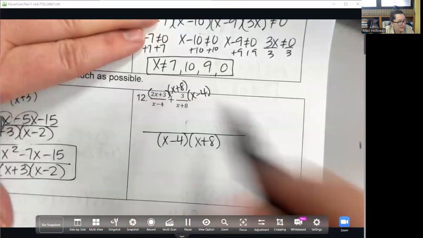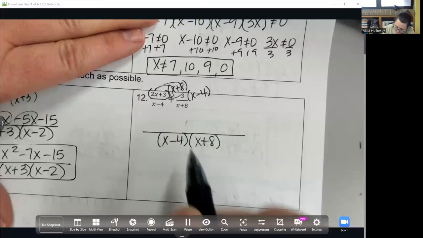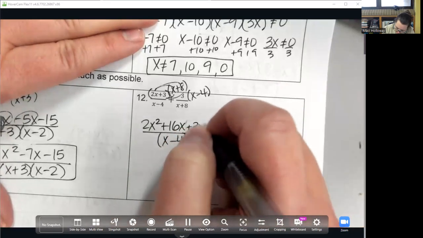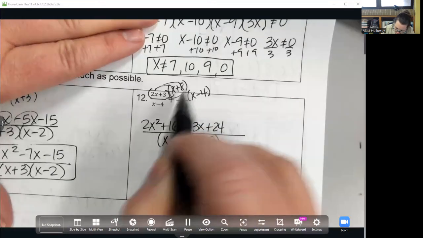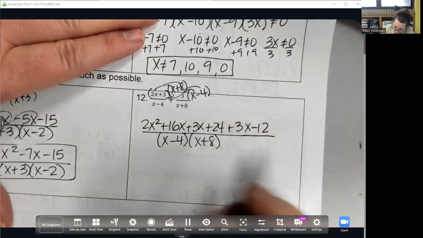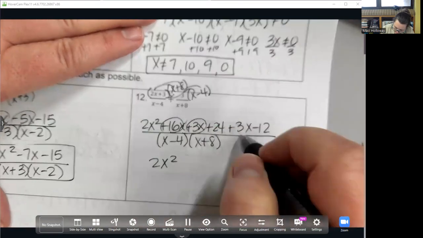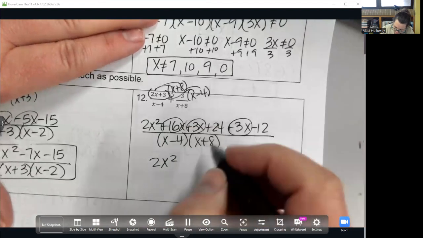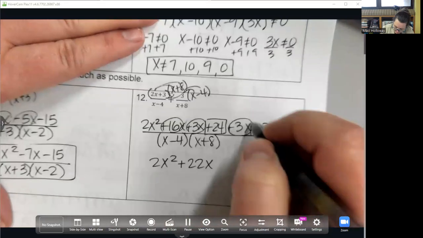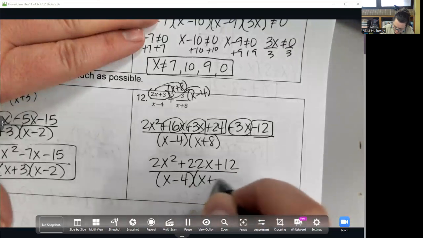So this one we're foiling, right? So first, outside, inside, last: 2x squared plus 16x plus 3x plus 24, right? Then we're going to distribute our positive 3 to get plus 3x minus 12. Now we'll combine our like terms. So we have 2x squared, then 16 plus 3 is 19, 19 plus 3 is 22, and then 24 minus 12 is 12, all over x minus 4, x plus 8.